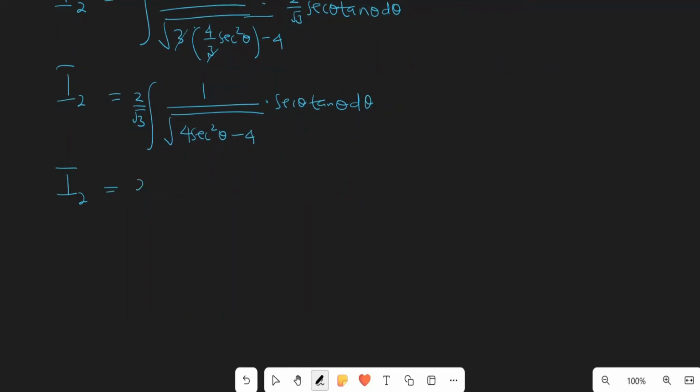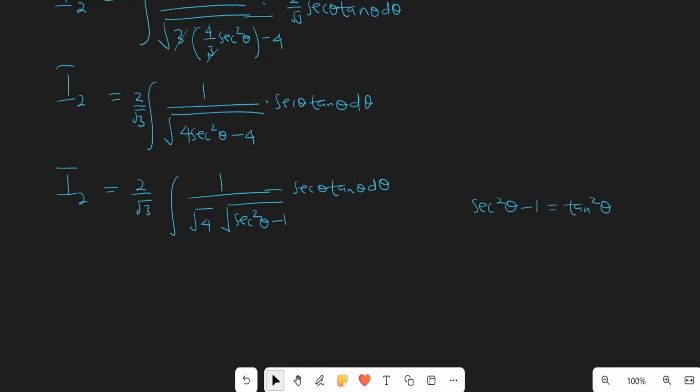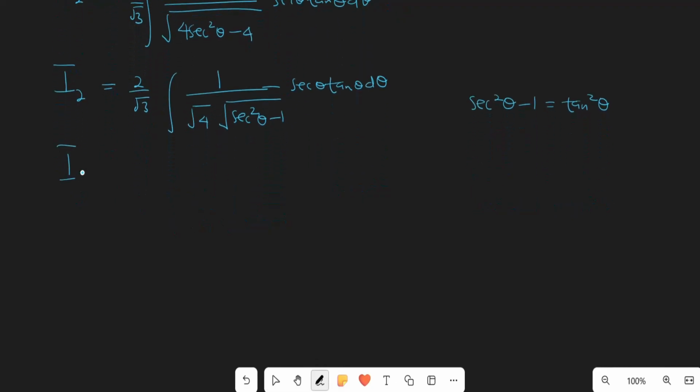I2 is going to be equal to 2 over the square root of 3, the integral of 1 all over. This one we can factorize 4 out, and then that becomes the square root of 4 multiplied by the square root of secant square of theta minus 1. And then we have the secant of theta times the tangent of theta d theta. We know from the Pythagorean identities that the secant square of theta minus 1 is the same as the tangent square of theta. So we just replace what is inside the square root at the denominator with the tangent square of theta.